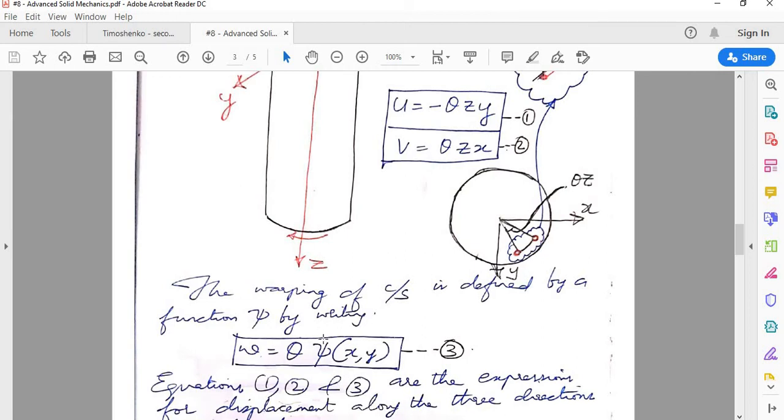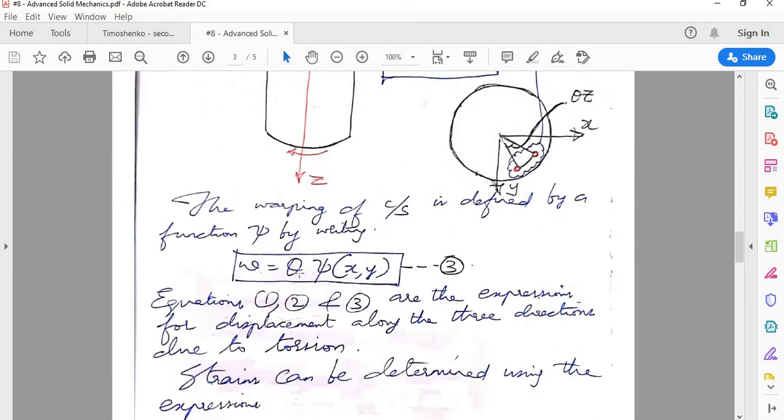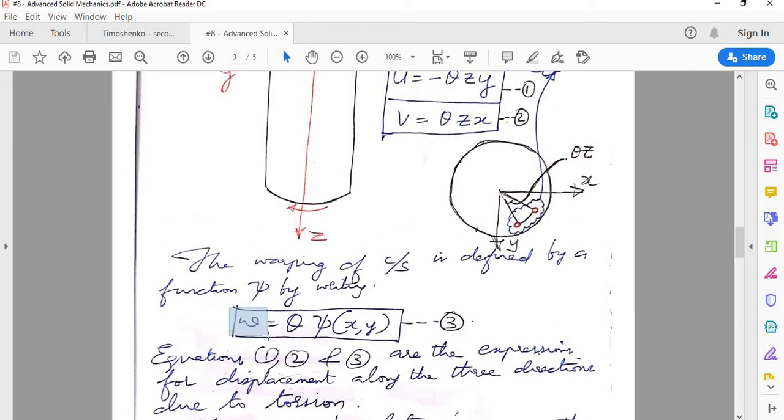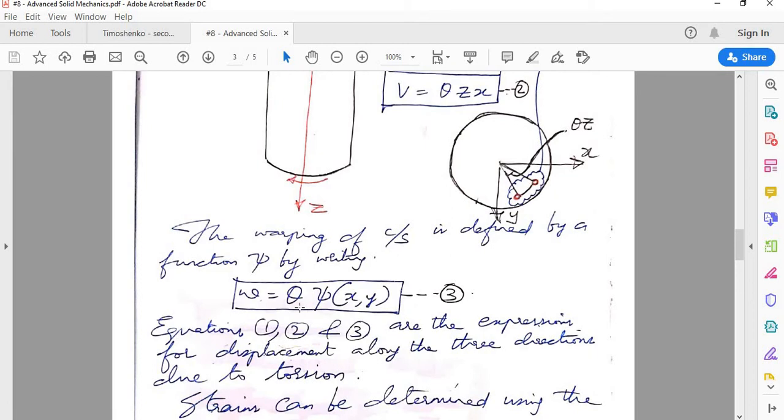So following the principles of this semi inverse method, one thing we can say is that this displacement along the z direction, or warping, is a function of twist per unit length, because it's actually due to the twist that warping is happening. If there is no twist, there is no warping. The larger the twist, the more warping there will be. So w is a function of twist per unit length, as well as some unknown function which we don't know yet, but which depends on x and y.